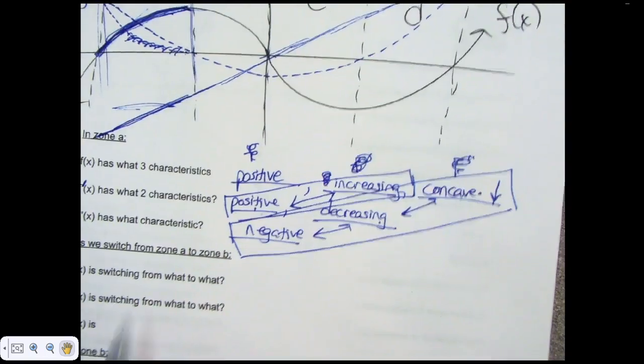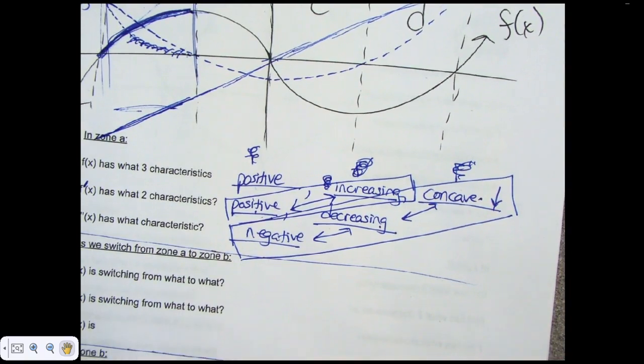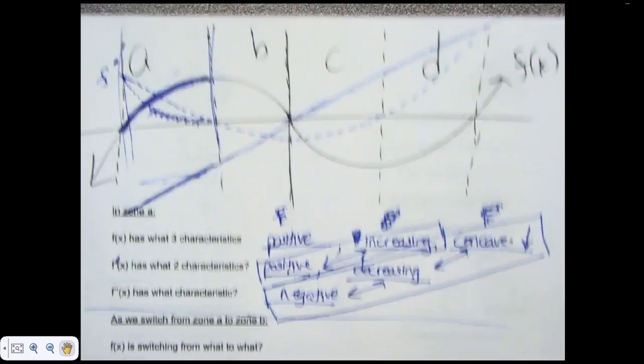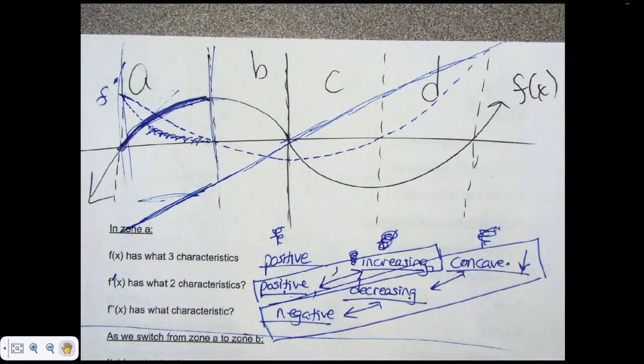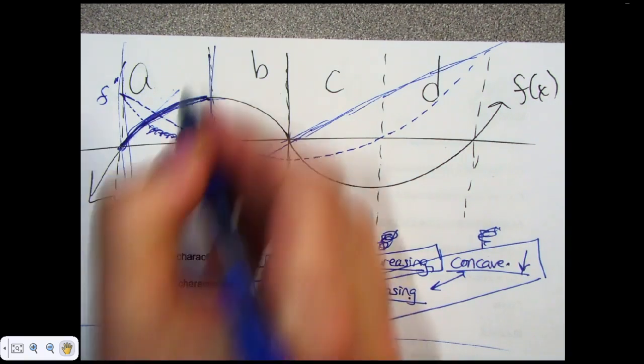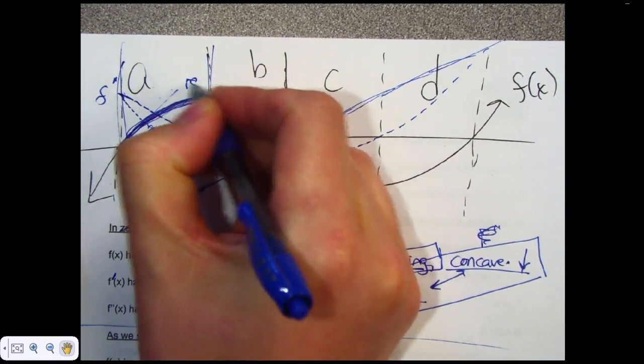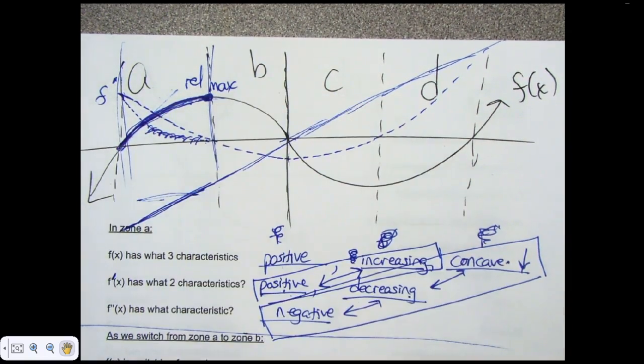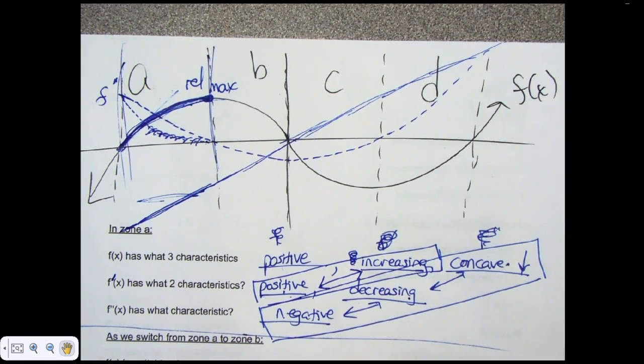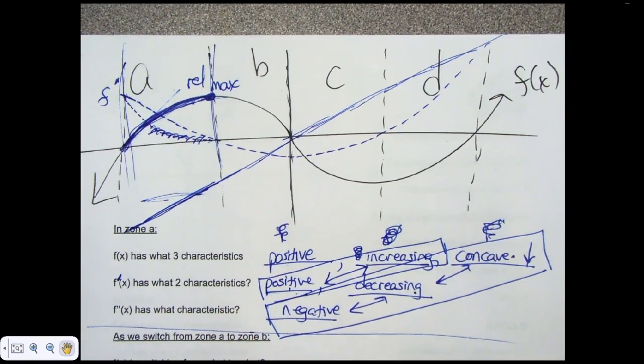Alright, let's go to the second part as we switch from zone A to zone B. What exists on the graph? In the original graph, f of x, when I switch from zone A to zone B, what exists there? Right there, relative x. So, f of x is switching from what to what? Positive to negative, increasing to decreasing. Increasing to decreasing.